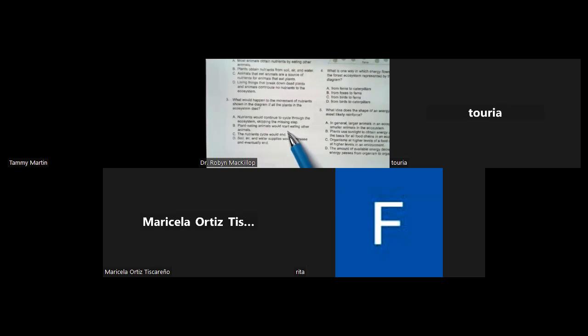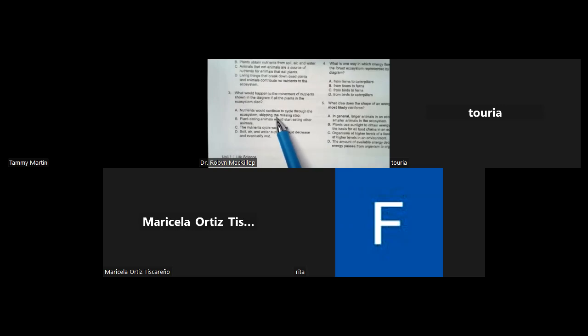What would happen to the movement of nutrients shown in the diagram if all the plants in the ecosystem died? That would not be a good thing at all. Nutrients would continue to cycle through the ecosystem, skipping the missing step. Plant-eating animals would start eating other animals. That's probably not going to happen. The nutrient cycle would end. Soil, air, and water supplies would decrease and eventually end.